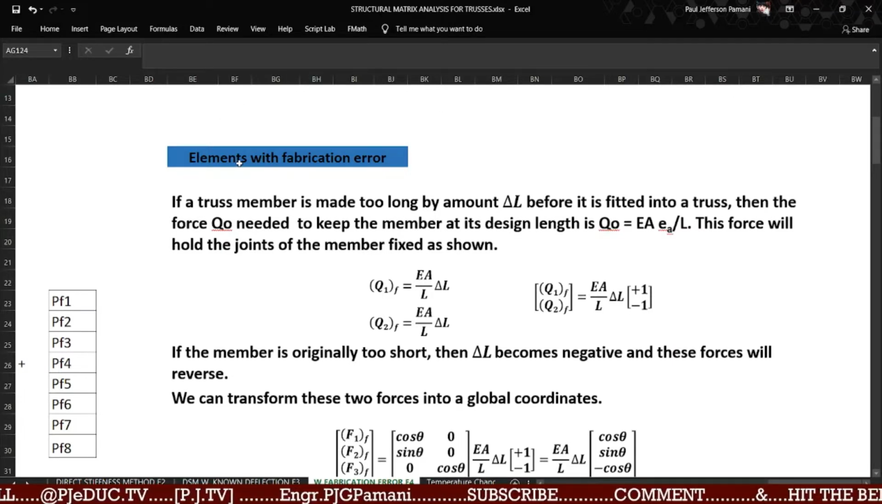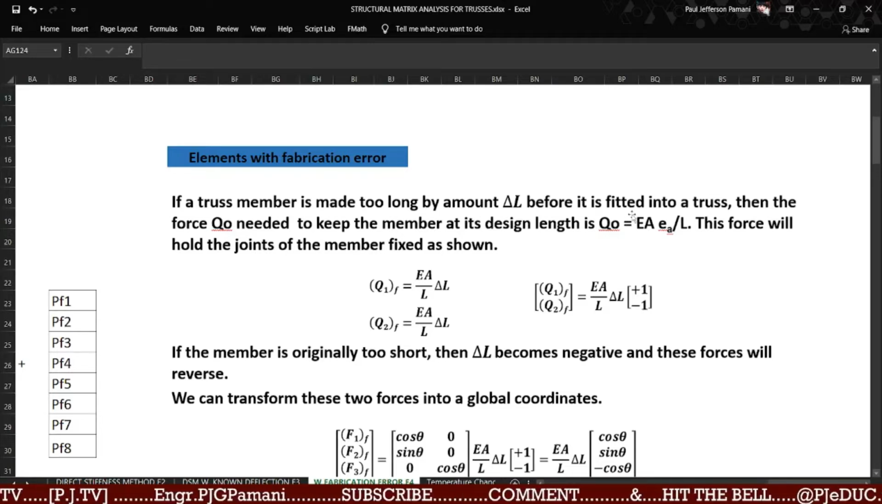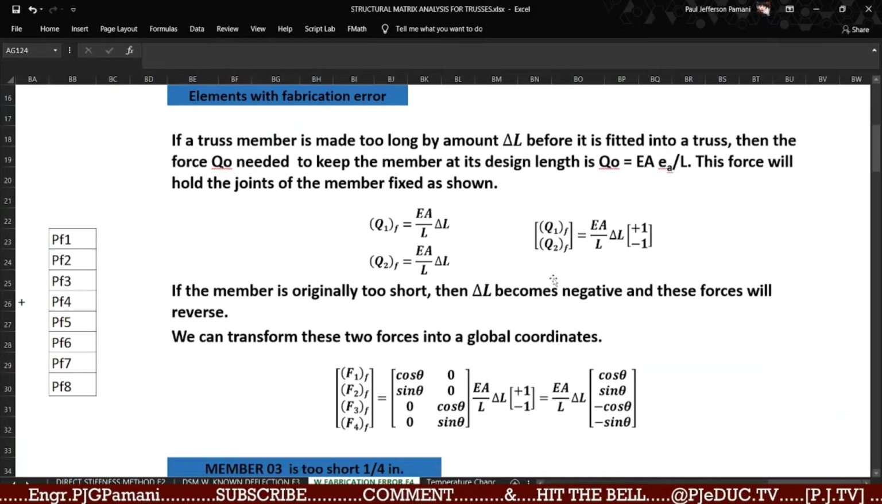So if we have an element within our truss system which has a fabrication error, like in our example, if a truss member is made too long by an amount of delta L, or the change in length, before it is fitted, or bago natin siya ilagay, into a truss, then the force Q needed to keep the member at its design length is Q equal to the stiffness times the change in length. This force will hold the joints of the member fixed as shown. Parang i-hold lang niya based on the fabrication errors.